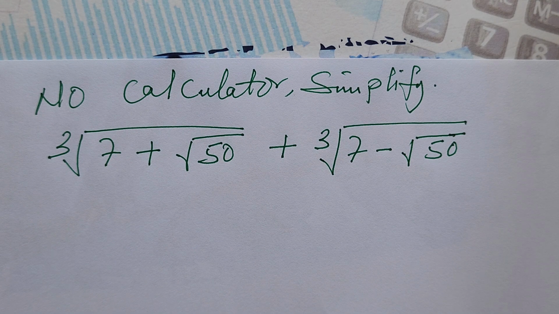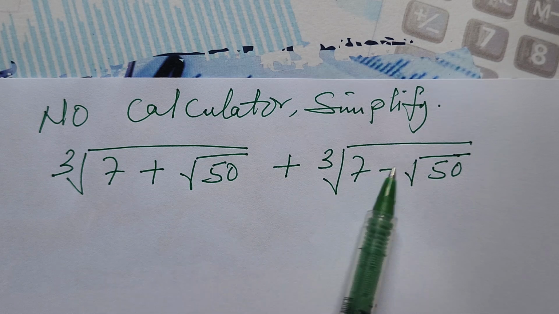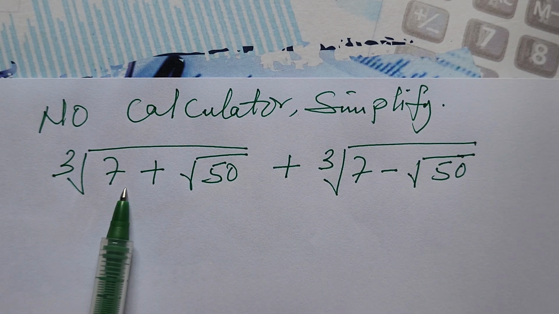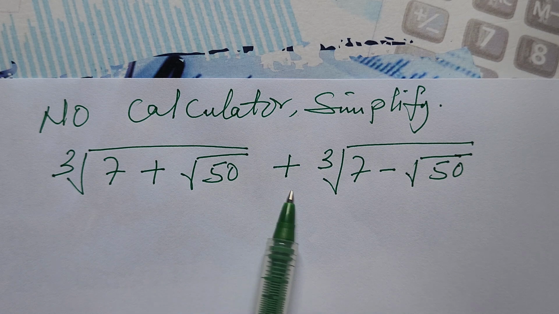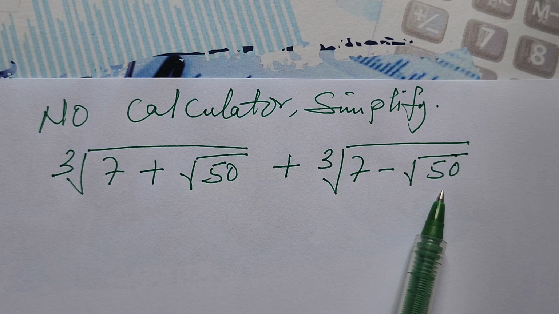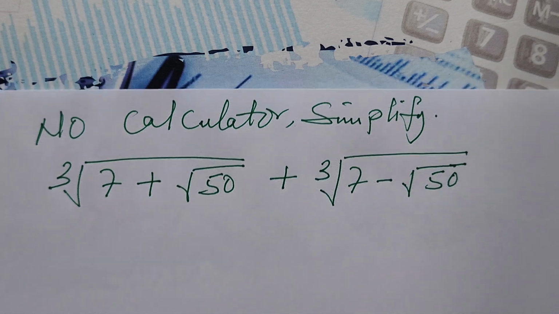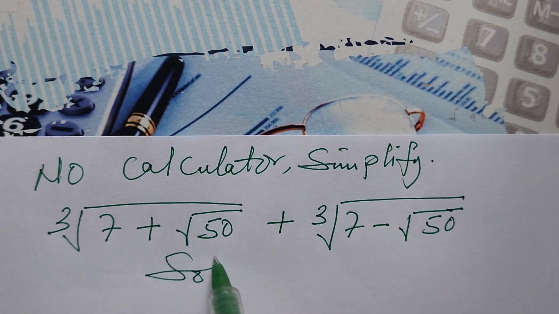Today we have a radical equation with cube roots and square roots together. The first one is no calculator. In other words, without a calculator, simplify the cube root of 7 plus the square root of 50, plus the cube root of 7 minus the square root of 50. So how do we solve this without the use of the calculator? Let's take our solution here.